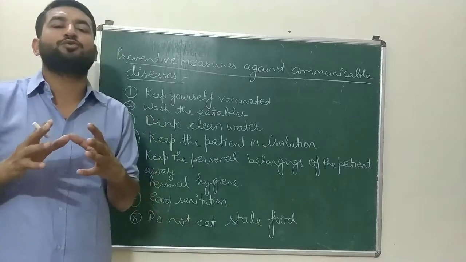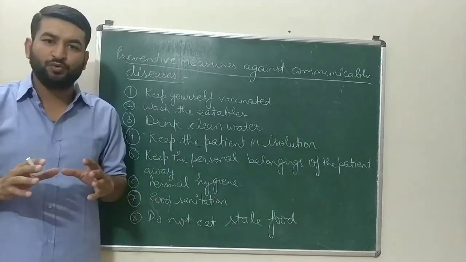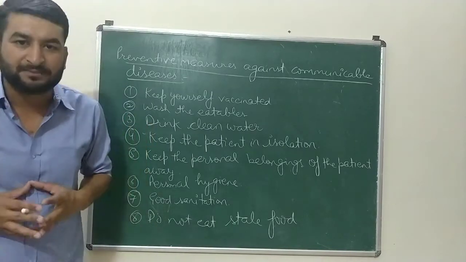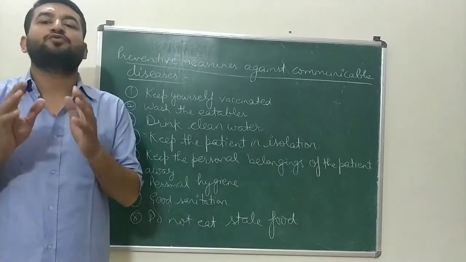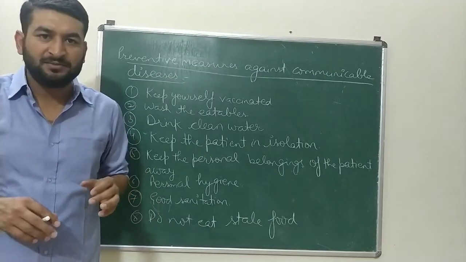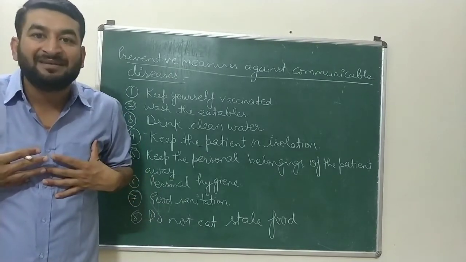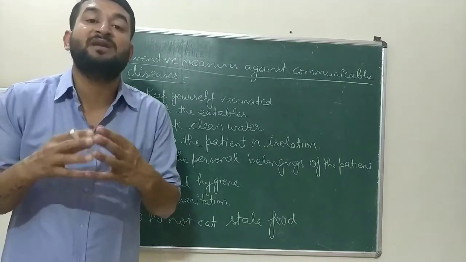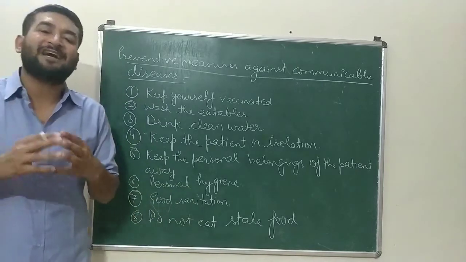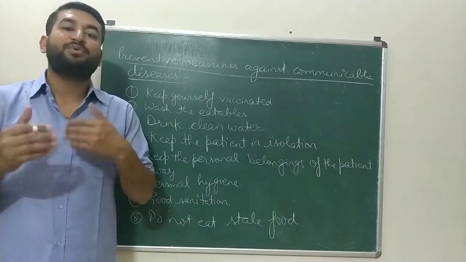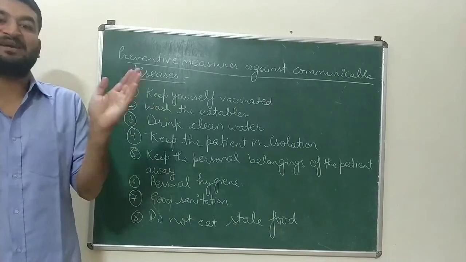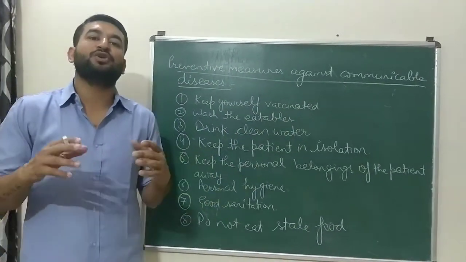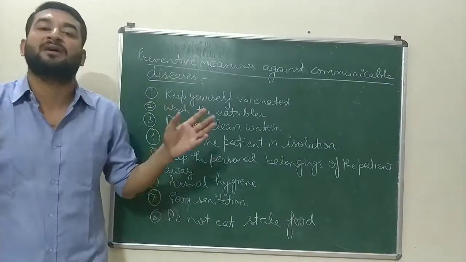Next, we must eat fresh and hygienic food. We must wash the vegetables and fruits which we bring from the market. Next, we have to drink clean and hygienic water. Personal hygiene must be maintained. Proper sanitation of the community is to be done so that vectors cannot breed and spread a particular disease. Do not defecate or urinate in the open area.